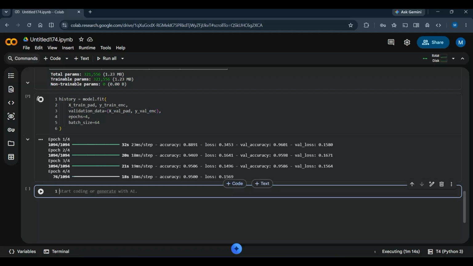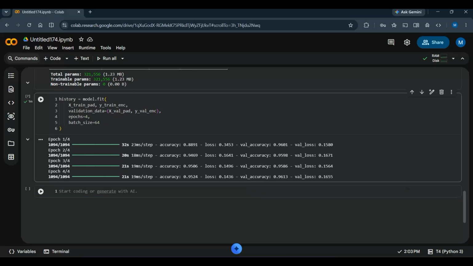Now let's watch it train. After just 4 epochs, this model reached about 96% accuracy on sentences it had never seen during training. That's a strong, trustworthy result backed by tens of thousands of real examples.